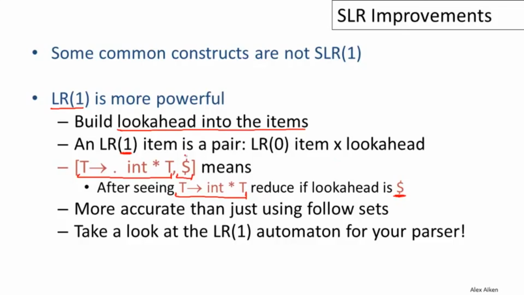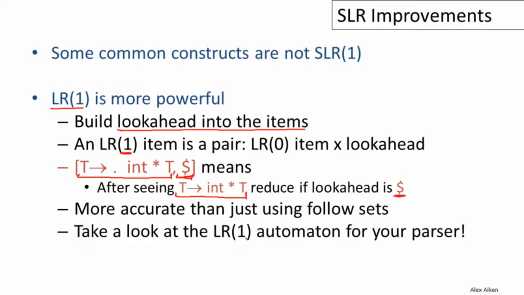And of course, there could be any other token in there, any other terminal symbol besides $. And this turns out to be more accurate than just using follow sets. Recall that at the point where a reduction decision is made in SLR parsing, we just look at the entire follow set for the symbol on the left-hand side of the production. And this mechanism of encoding the look-ahead into the items allows us to track at a finer granularity which look-aheads are actually possible in particular production sequences.